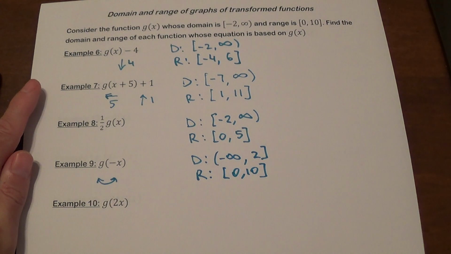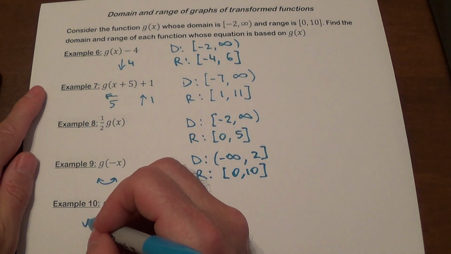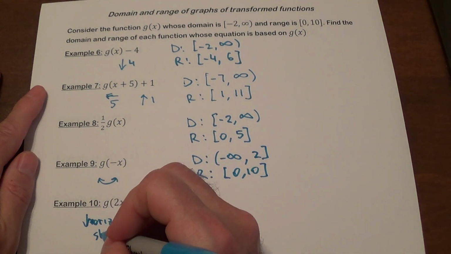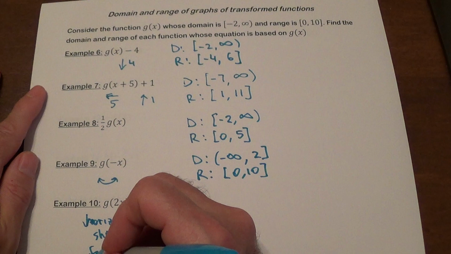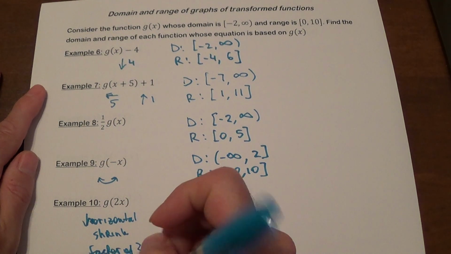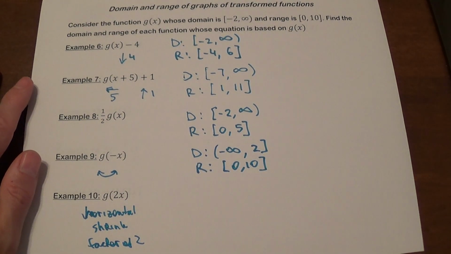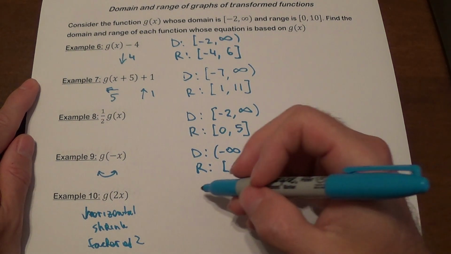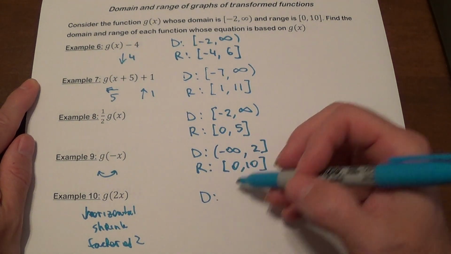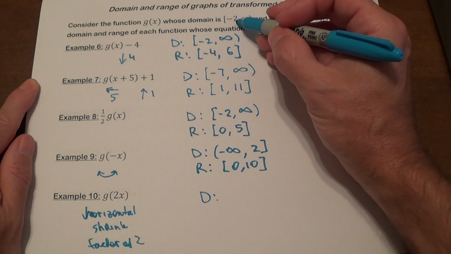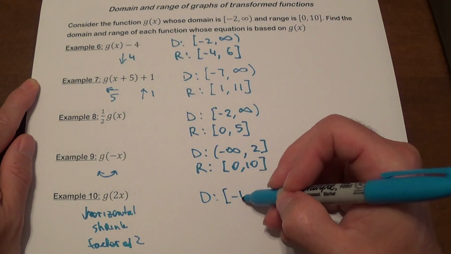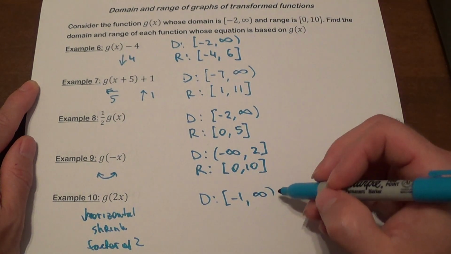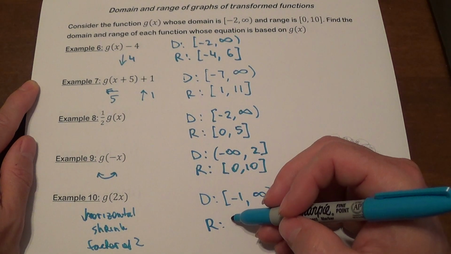Okay. This one is going to be a horizontal shrink by a factor of 2. So when you shrink this horizontally by a factor of 2, your x coordinates are going to shrink. You basically cut them in half. That means the domain is going to be impacted. So negative 2 here, when you divide it by 2, it's going to become negative 1. The infinity, even though you're shrinking that, is still going to remain infinity. And the range here is not going to be impacted. There is no vertical change.